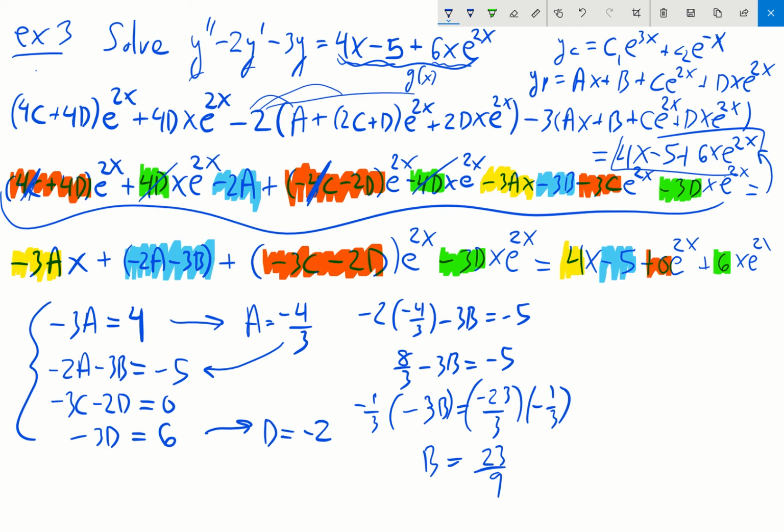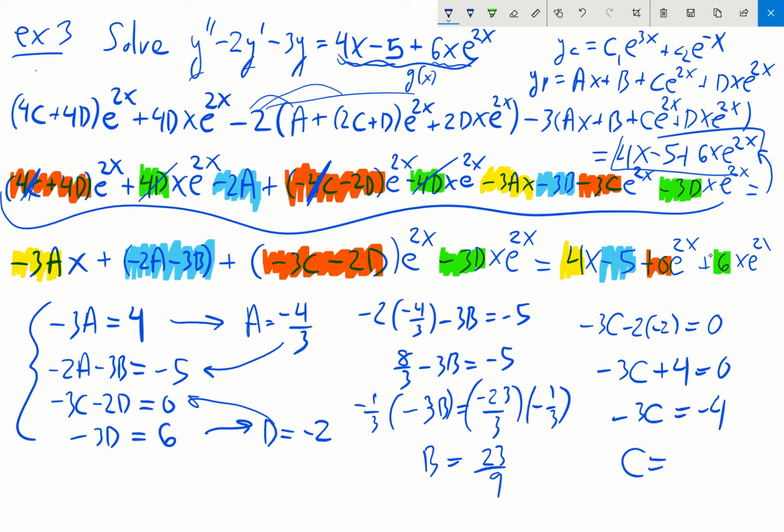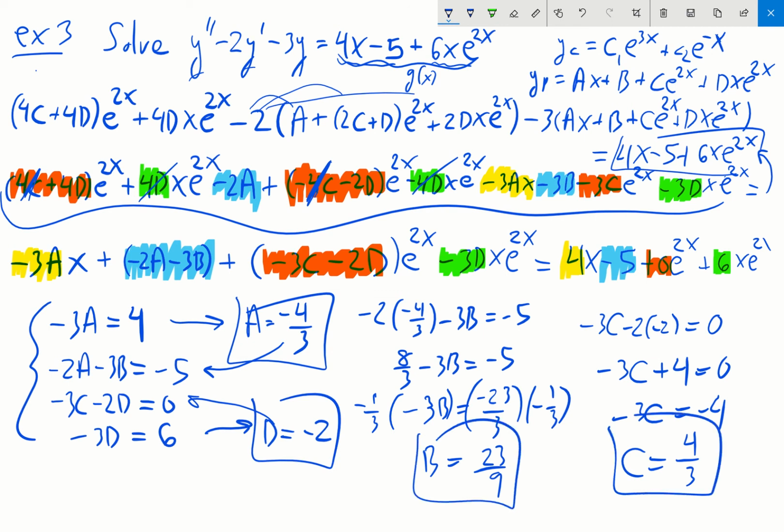And then if we take d and we plug it into the third equation, we can solve for c. We have negative 3c minus twice d, where d is negative 2, should be equal to 0. Negative 3c plus 4 equals 0. Subtract 4 from both sides, and then divide both sides by negative 3, and we will get that c equals negative 4/3. So we've now solved for our particular solution. We have values of a, b, c, and d. So we now know the following.